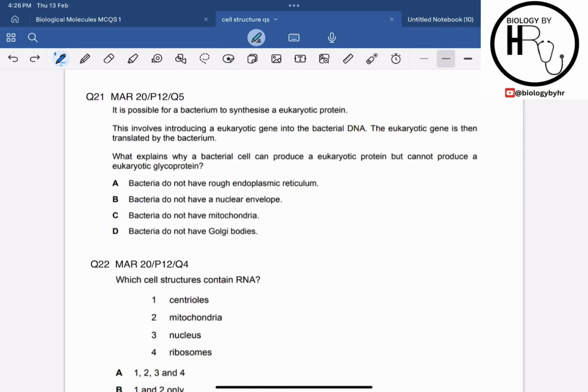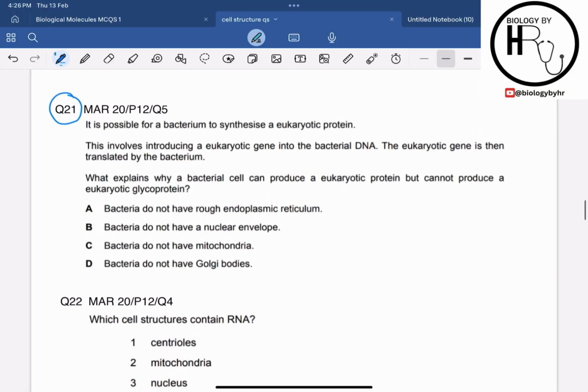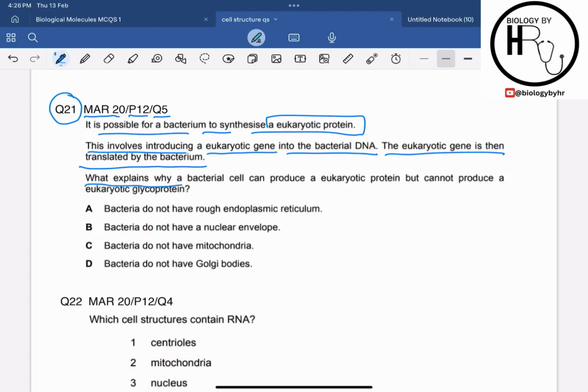Alright, so now let's move on to question 21 over here. This question number 21 is from March 2020, paper 1, question 5. It says that it is possible for a bacterium to synthesize a eukaryotic protein. This involves introducing a eukaryotic gene into the bacterial DNA. The eukaryotic gene is then translated by the bacterium. What explains why a bacterial cell can produce a eukaryotic protein but cannot produce a eukaryotic glycoprotein? We know that a glycoprotein is made up of glycogen plus protein, right? Glycogen plus protein.